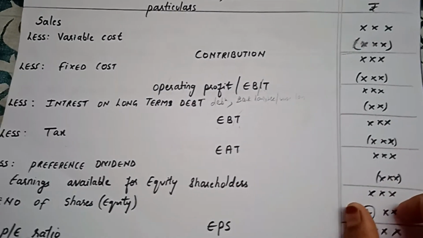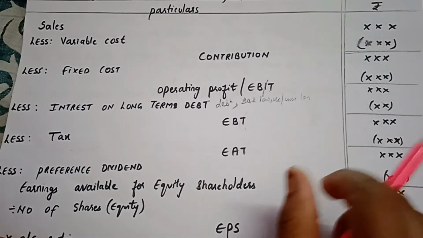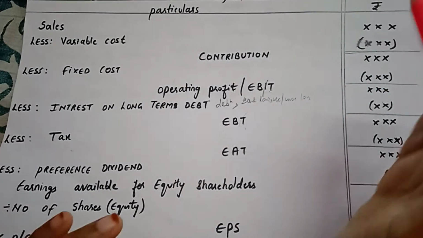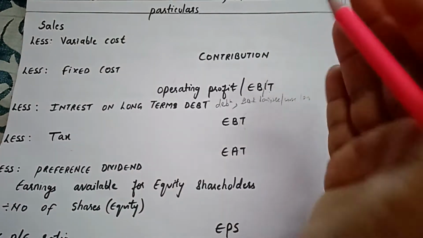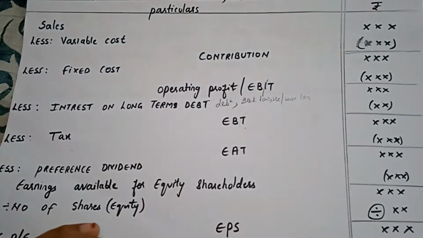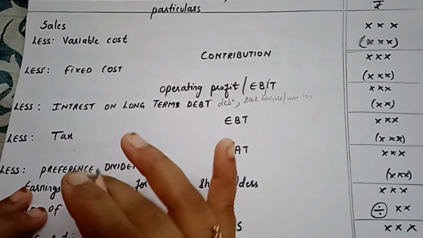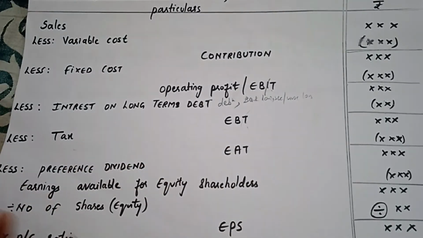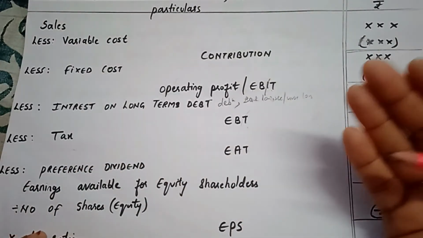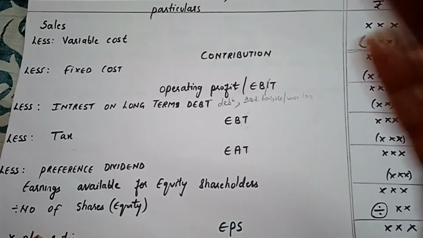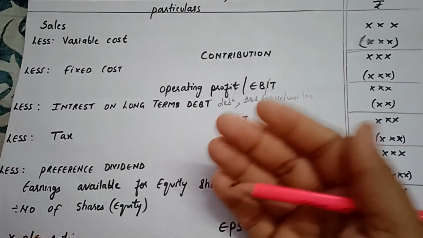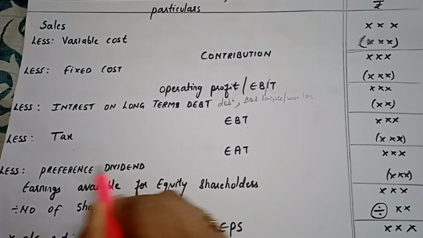Now what are your obligations? If you have preference shareholders, meaning you have taken capital from preference shareholders, then we have to give them the dividend because they have been allotted preference shares. You need to give them the dividend before equity shareholders, right? So we will deduct the preference dividend.